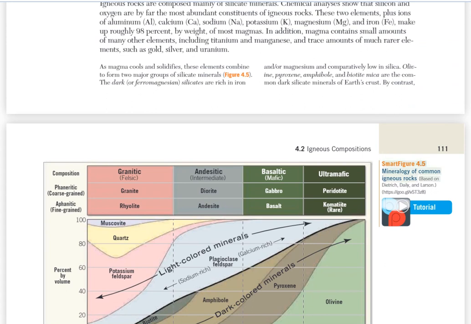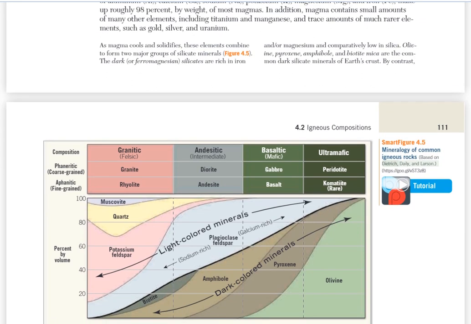Smart Figure 4.5 Mineralogy of common igneous rocks, based on Dietrich, Daly, and Larson.